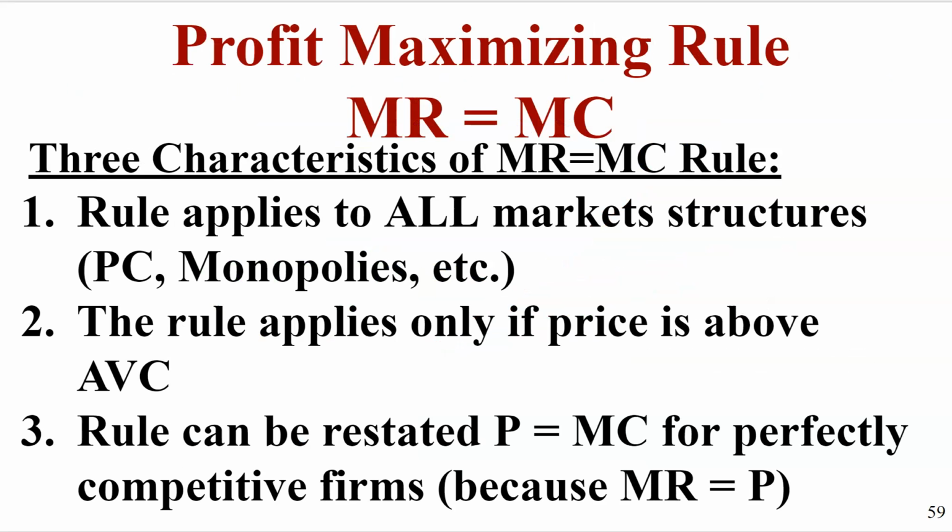So important to keep in mind that profit maximizing rule, MC equals MR, or MR equals MC. This applies to all of the market structures, not just perfectly competitive markets, but also monopolies, oligopolies, monopolistically competitive firms. The rule applies only if price is above AVC, because otherwise you're in shutdown condition. And then again, price is equal to marginal cost for perfectly competitive firms, because MR is price. So that's where MC equals MR. So your price is equal to your marginal cost. Again, that's because MC is equal to MR for profit maximization, and price is marginal revenue in that example. And so that's what you would see there in terms of that profit maximizing rule.